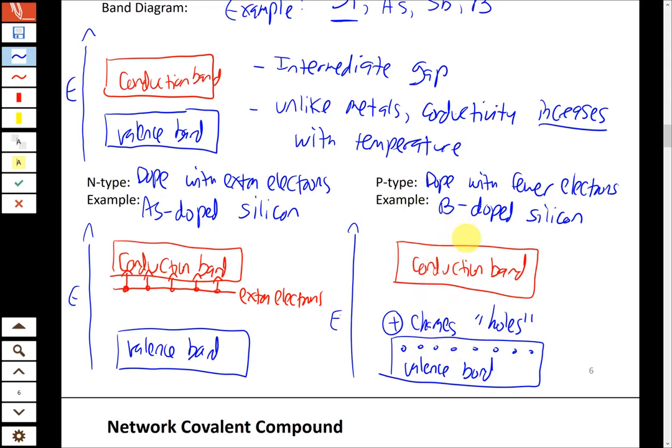Okay, so those are 2 ways of improving or changing the conductivity of a material. It's called doping, and it can be either n-type or p-type. And again, that's sort of the level that we would expect you to know it as. Okay, so any questions on band diagrams?